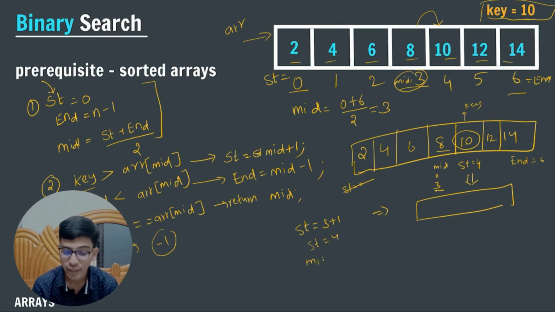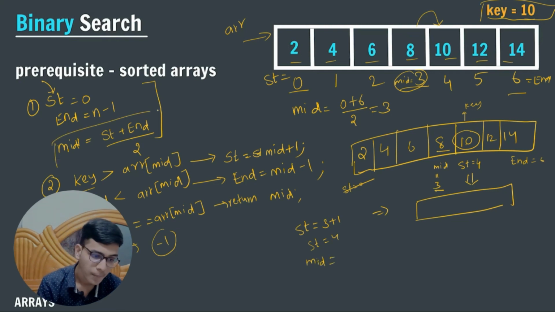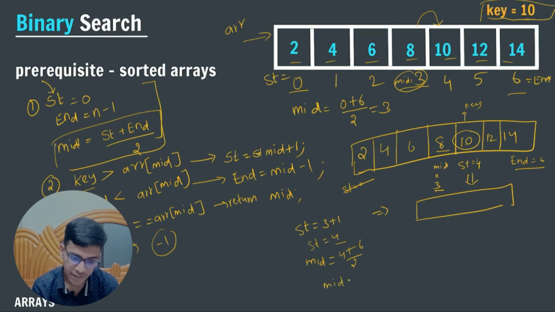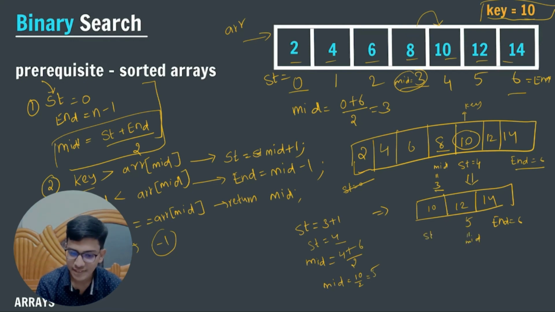Now our mid will also get changed. So what is the formula for mid? Mid is equals to start plus end by 2. Here the value of start is changed, so automatically mid will also get changed. So 4 plus the value of end is 6, that is 10, by 2, that is 5. So our array is 10, 12, 14. This is my end 6, and this is the fifth index. Now this is my mid. This is my start, the value of start is 4.